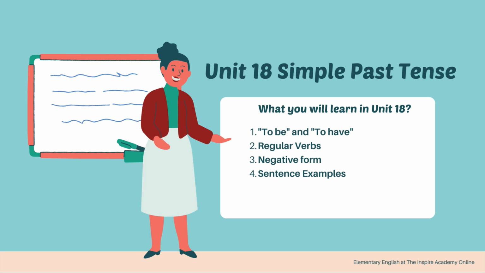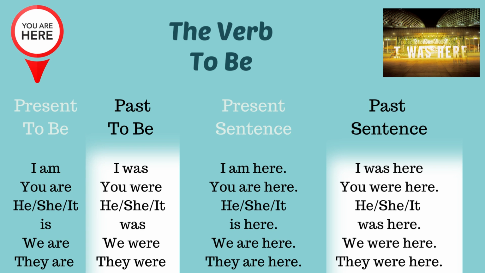What will you learn in Unit 18? We will learn about the simple past tense of the verbs to be and to have. Regular verbs, we'll look at the negative form and we'll look at some sentence examples. Let's get started.